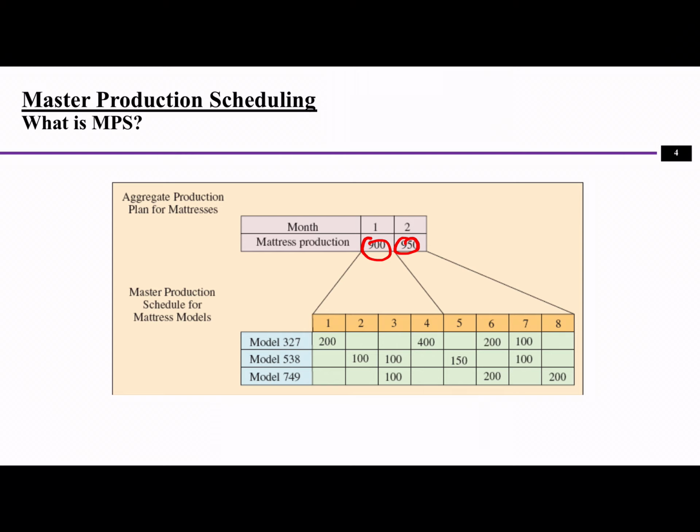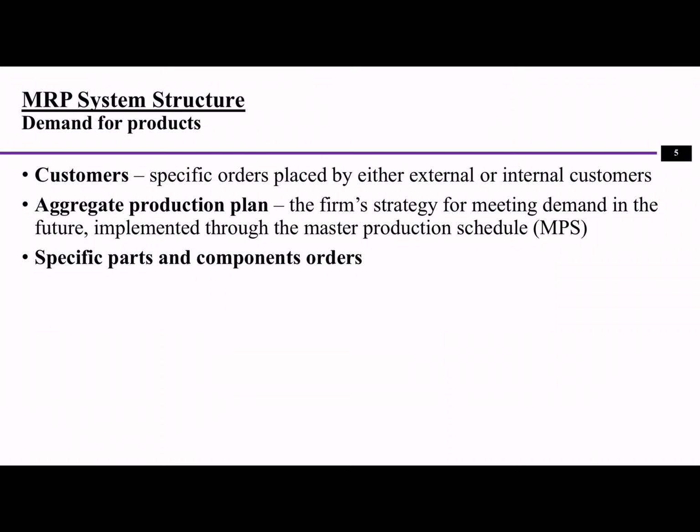So the master production scheduling means we have a general idea about how many products we need to produce on the shop floor, and then we decompose into very specific models and specific parts that can be scheduled on the shop floor or production line. All right, so MRP really starts from the customers, because the product requirements depend on the demand from the customers, and also specific orders.